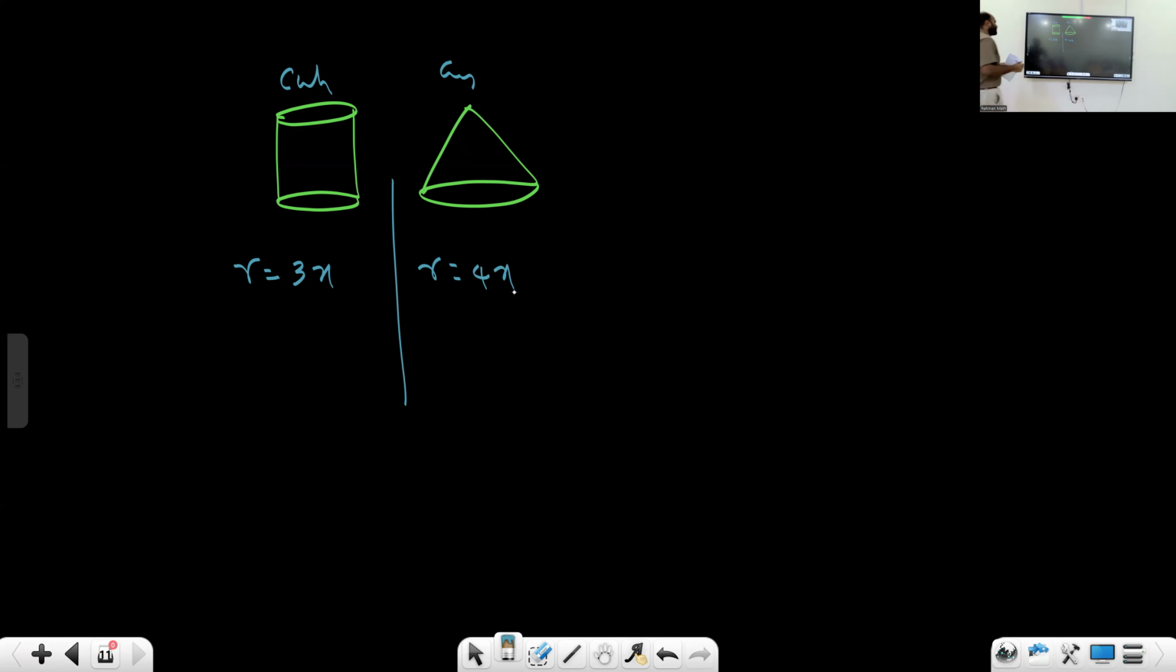Next, the height is given in a ratio. Don't take x again. For a different ratio, you have to take a different value. So the height of the cylinder is 2y and the height of the cone is 3y. You can make this a capital H, it's better. They are asking which one is coming first, that's very important. Which one came first? Cylinder.